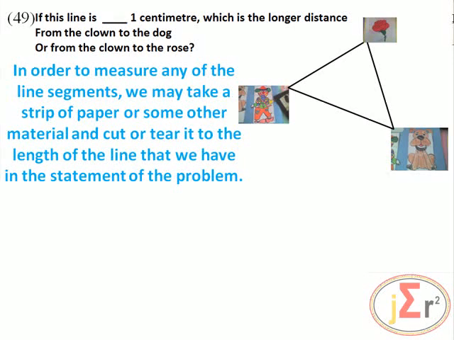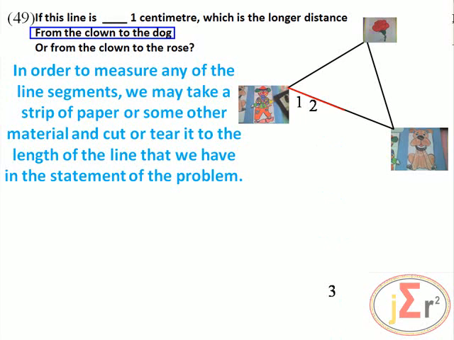In order to measure any of the line segments, we may take a strip of paper or some other material and cut or tear it to the length of the line that we have in the statement of the problem. So we take something and we measure it similar to the line that we have there. We'll use this strip and we will use it to measure the lines. Right? That's how we do it. So take this strip and measure.